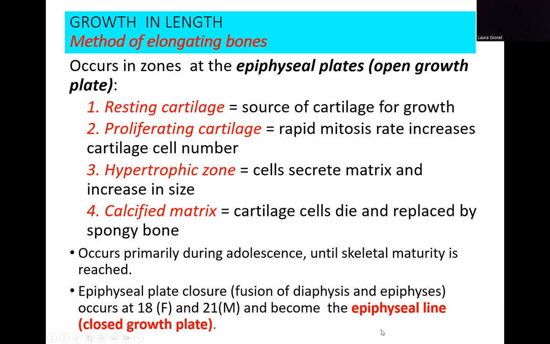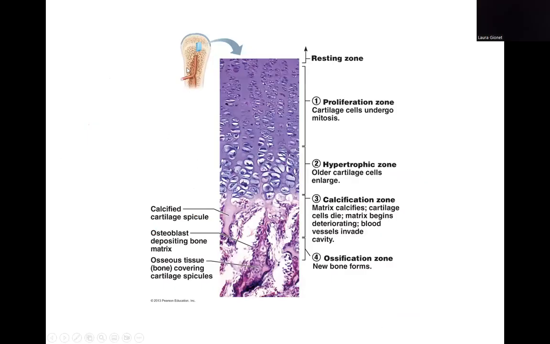That epiphyseal plate becomes an epiphyseal line, or a closed growth plate. Okay, so here we're going to see these zones, and I used to like this picture better because they showed you what the normal looking hyaline cartilage above it would look like. They call it the resting zone above, so we'll start with the resting zone.